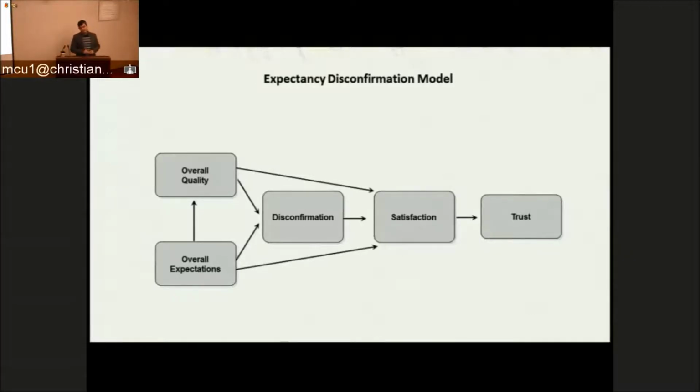The first is the expectancy disconfirmation model. So overall expectations that a customer has going in, how it affects the overall quality, and if those expectations and the quality perceptions, if they are disconfirmed or not disconfirmed, positively confirmed or negatively confirmed, that leads to satisfaction, and then satisfaction in turn is supposed to lead to trust. That's one theoretical model that has been used.